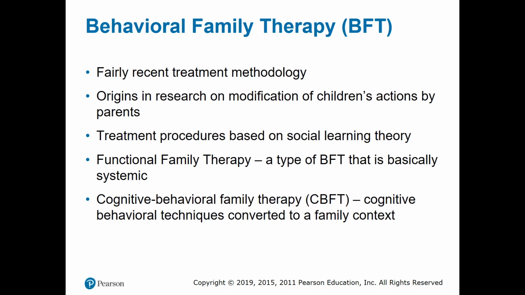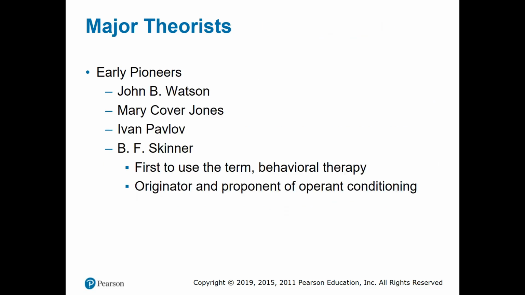Behavioral family therapy is a fairly recent treatment methodology. Its origins are in research on modification of children's actions by parents. Treatment procedures are based on social learning theory. Functional family therapy is a type of behavioral family therapy that is basically systemic. Cognitive behavioral family therapy uses cognitive behavioral techniques, and they're converted to a family context.